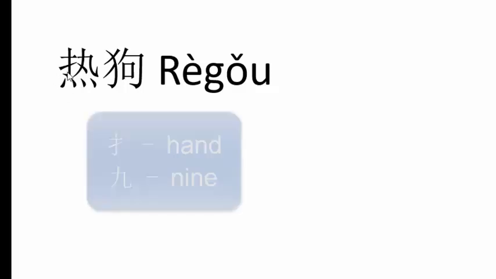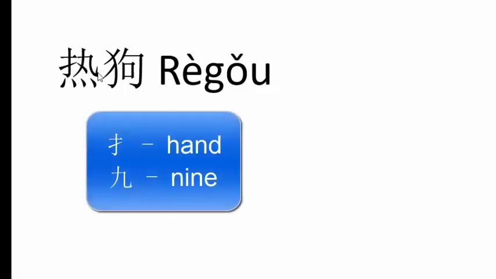The next character you have to trace is 热, which means hot, 热狗, hot dog. So 热 for hot, we already noticed, has the fire radical, and it has the hand radical, and then it has a 9 with a cross through it, a slash through it. Like it's 90 degrees. Don't touch it with your hand, it's too hot.